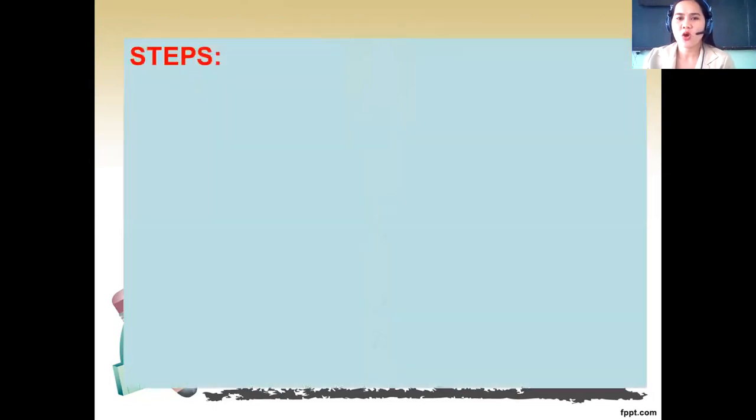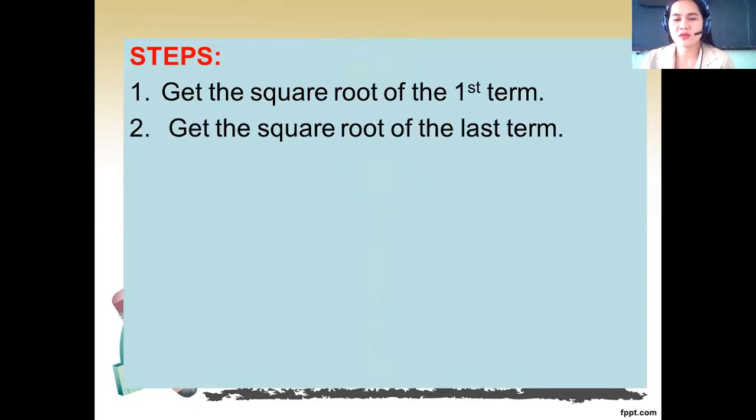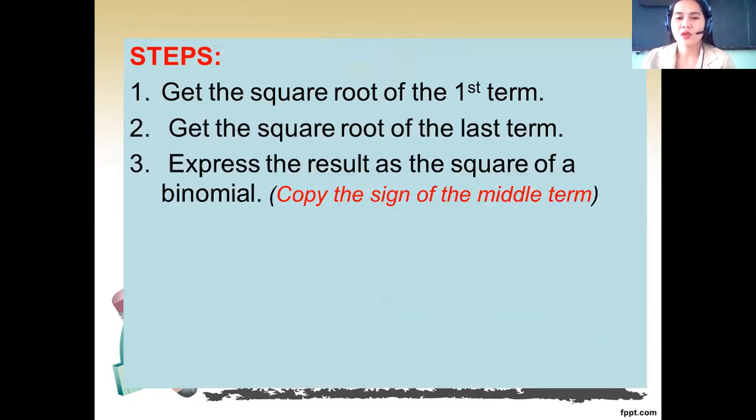Next, what are the steps in factoring perfect square trinomials? We have the following. First, get the square root of the first term. Next, get the square root of the last term. And lastly, express the result as the square of a binomial, and copy the sign of the middle term.